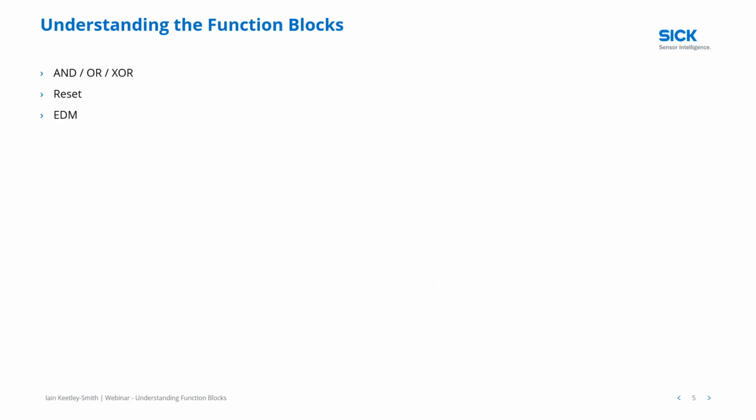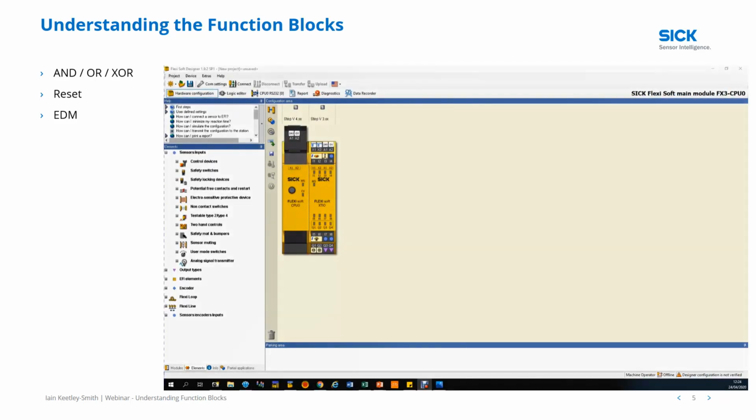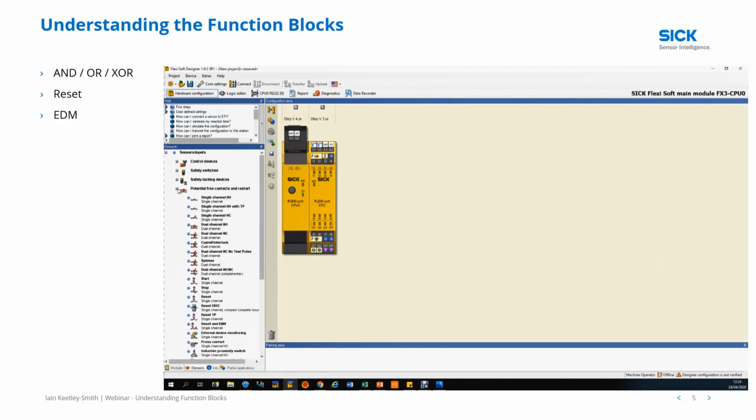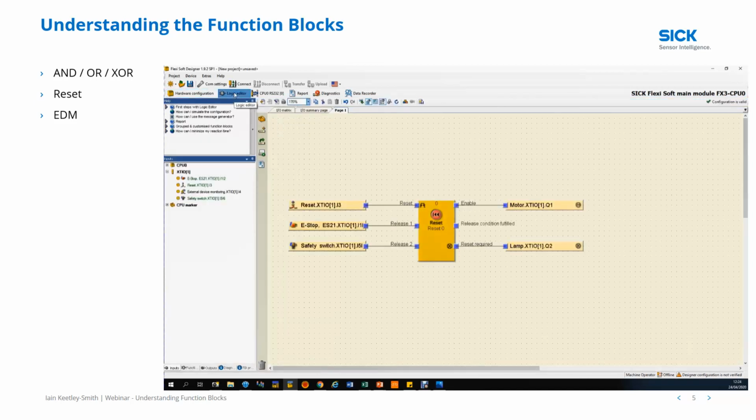So how do we do that in the FlexiSoft controller? Let's go and have a look. First of all, we go over to potential free contacts and restart, and we add in external device monitoring as an input. So we just add it into the hardware. Once we've added it in there, it'll become available in the software, so you can see it over on the left hand side there in black. I'm going to delete this line, which is to the motor, and move the motor out of the way.